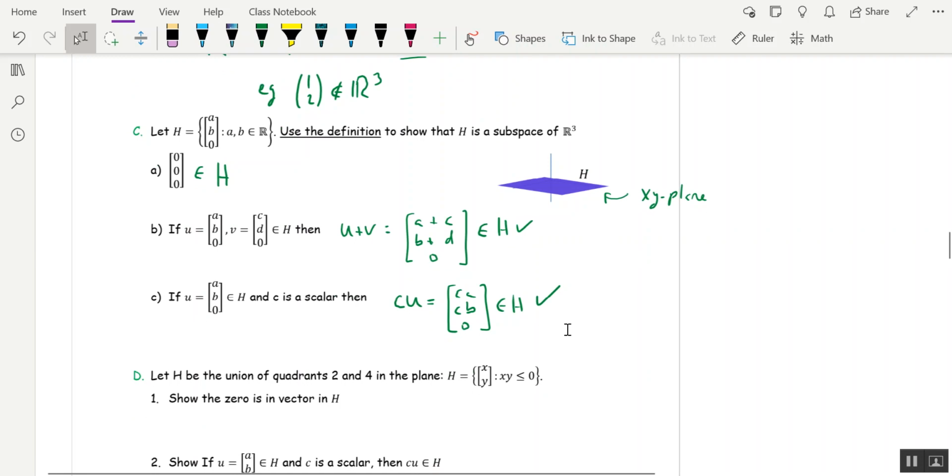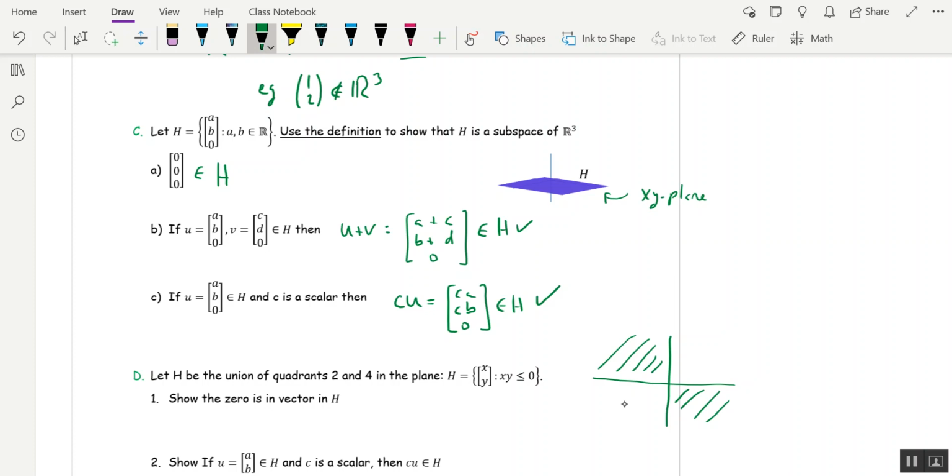All right, let's look at another example, and I'm going to show H is not a subspace of, in this case, R2. So let H be the union of quadrants 2 and 4 in the plane. So these are vectors in R2. And I'm going to show H is a subset of R2. Here's R2. H is vectors over here and over here, because when you multiply the 2 entries together, you get a number less than or equal to 0. That means either X is negative or Y is negative, but not both. That's a subset of R2. It's not a subspace.